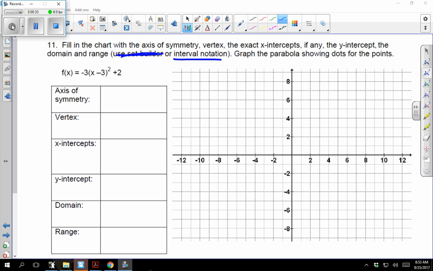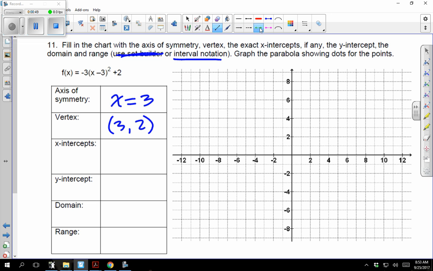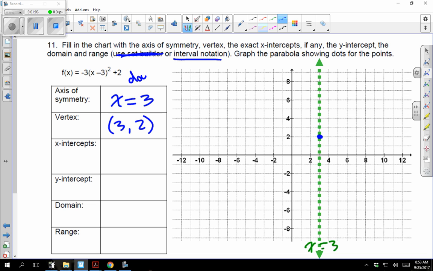So probably, remember we said 5 to 7, somehow, something like that. I didn't give us a whole lot of room here, but I know my vertex here is (3, 2), which tells me my axis of symmetry is x equals 3. So I should be able to plot the axis of symmetry right there at x equals 3, and the point (3, 2) right there. And I know this is going to be facing down.